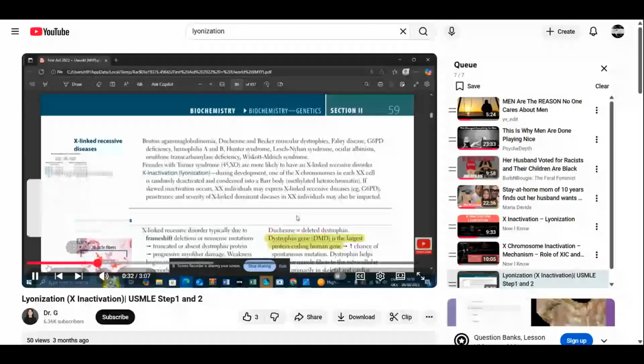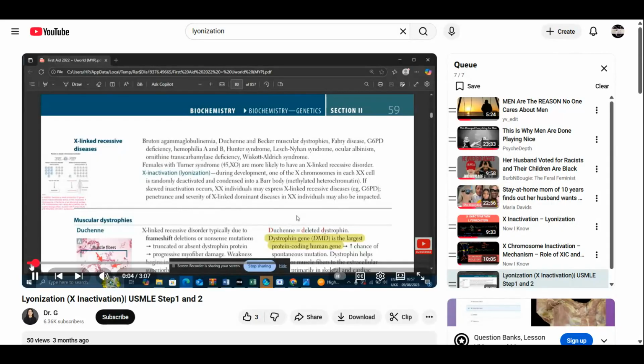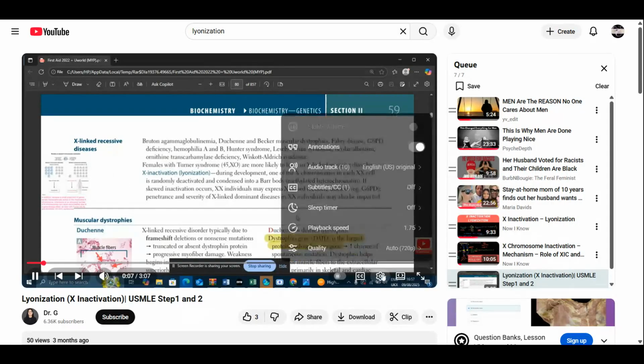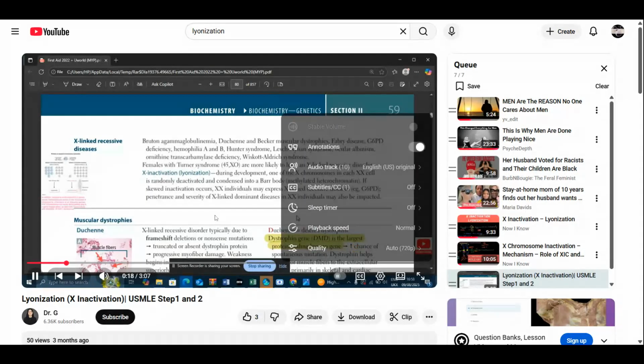Okay, the three names: lionization or X-inactivation. Hello everyone, today we will talk about lionization, also called X-inactivation or bar body formation. It is a very natural process that happens only in females who have two X chromosomes and not in males, because the male has only one X chromosome.